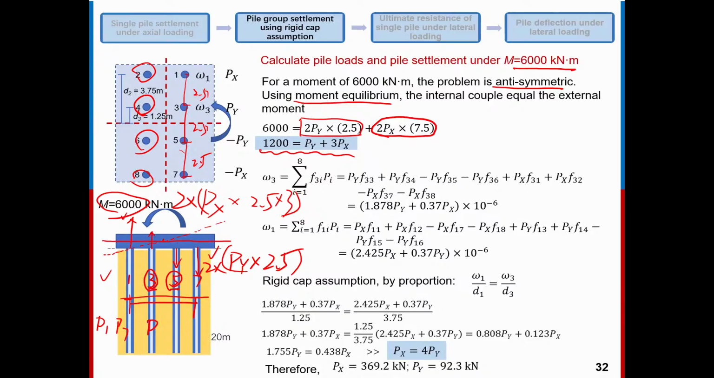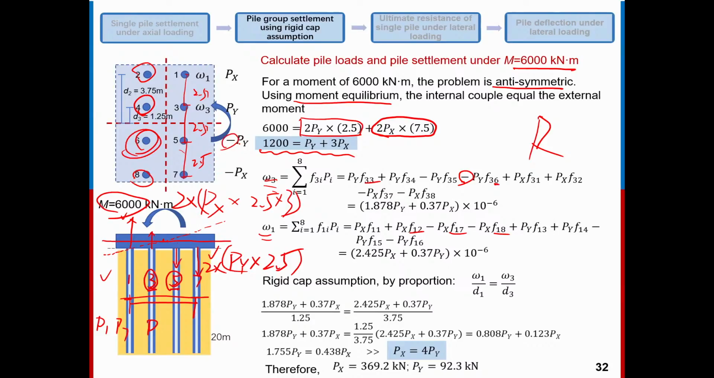Another issue is we can write down the expression for omega-3 and omega-1, right? For all the influence factors, we already calculated them based on the different radii and different distances between two piles, right? So here, the only thing you should be careful about is the sign, the sign from the other piles. For example, this is pile 6, pile 6 is here.